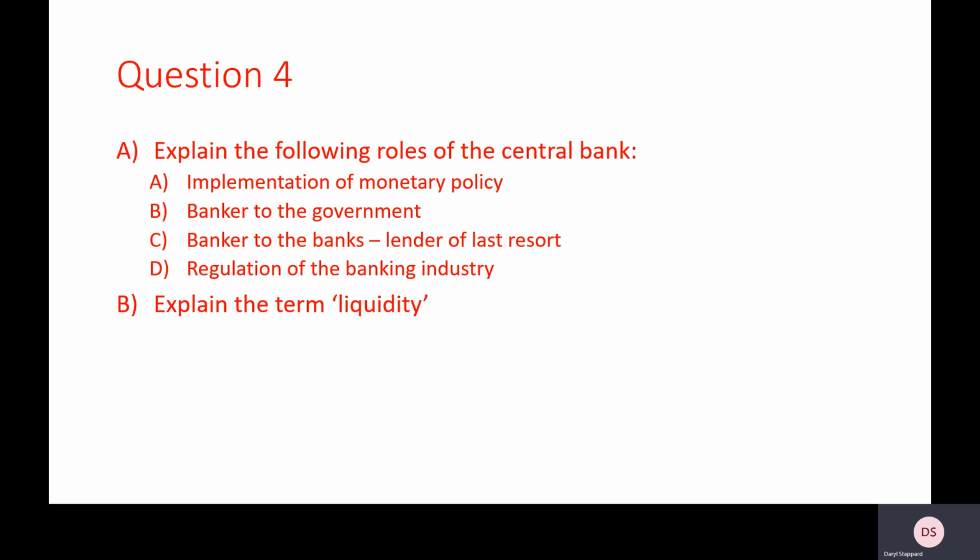Right, guys, now just to wrap up this video, you've got here question 4. Explain the roles of the central bank. So A, B, C, and D: implementation of monetary policy, banker to the government, banker to the banks, so the lender of last resort, and how they regulate the banking industry. And you might want to reference there the FPC and the FCA.